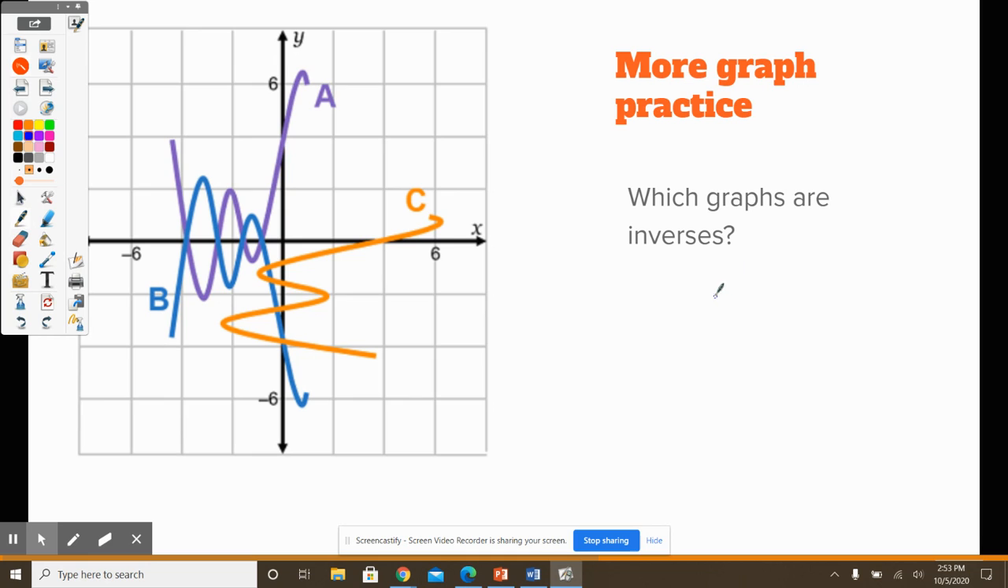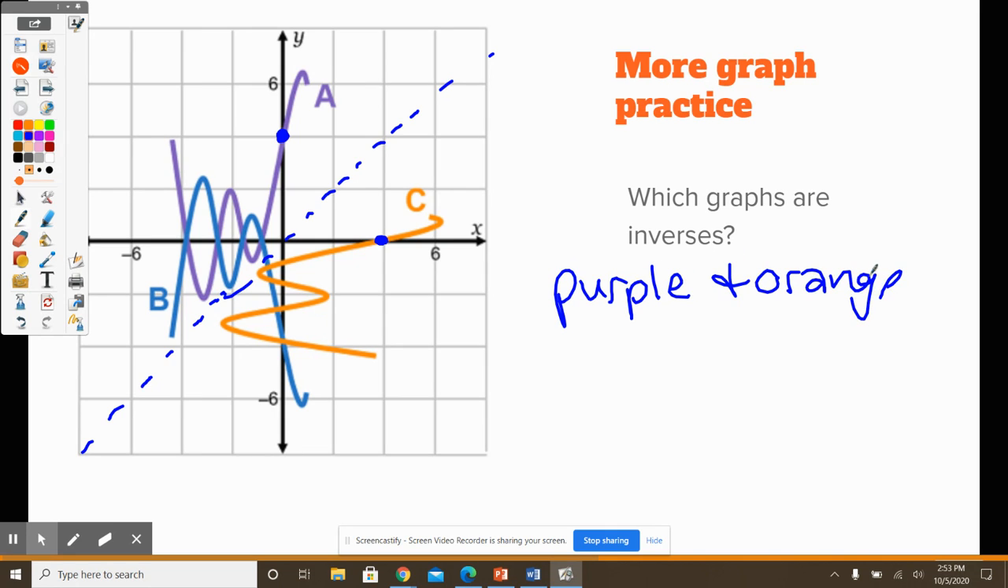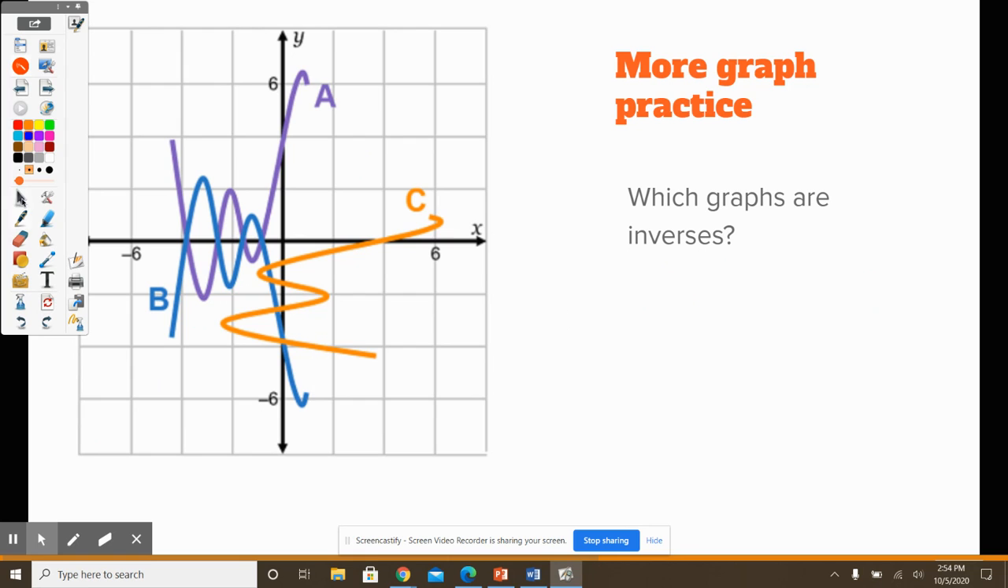So which graphs are inverses? Can you tell if they reflect over the line y equals x? Now, Mrs. Bruno can't. She doesn't do very good at that. But I would take some points and flip it around. So on this purple graph, I have 0, it's going by 2's, 0, 4. So that would go here with 4, 0. And it looks like the purple and the orange are inverses. These guys are related. They reflect over the x-axis, but that's not what we're looking for here.